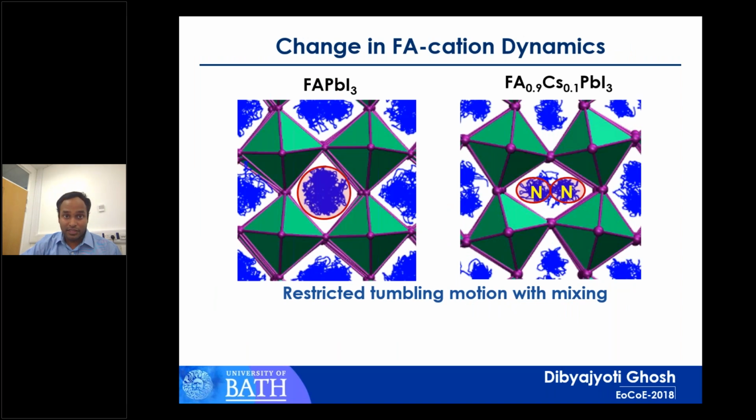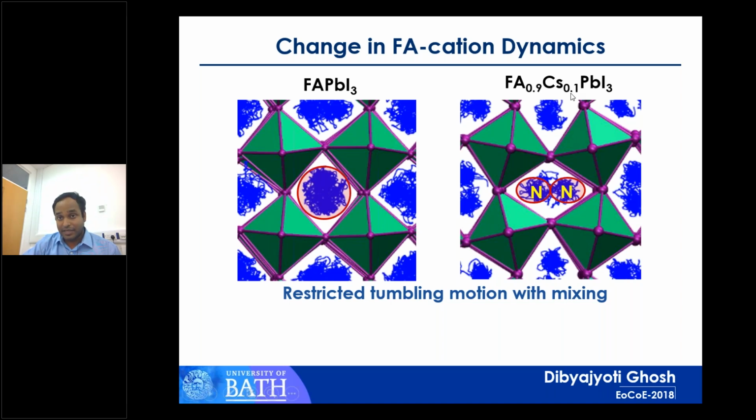Also, we tried to find what's happening to the FA cations, because they are also quite mobile at ambient temperature and pressure. We found that in formamidinium lead iodide, when we plot the trajectory of nitrogen atoms, as in this figure, it is distributed in all the possible orientations. It does not have any particular orientation in which it's fixed. So it's a kind of free tumbling or vibrational motion it's undergoing in formamidinium lead iodide.